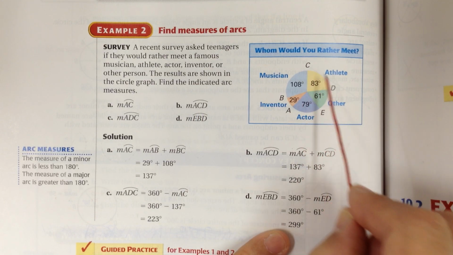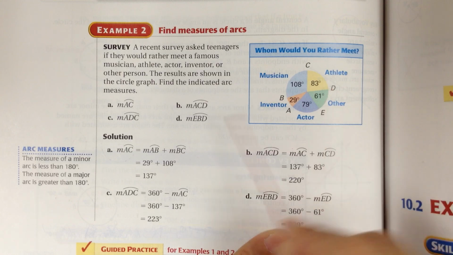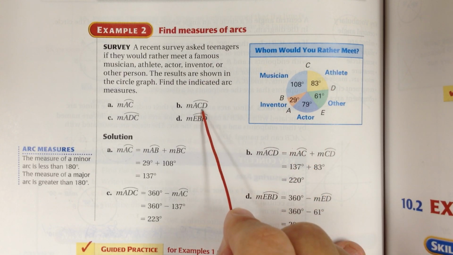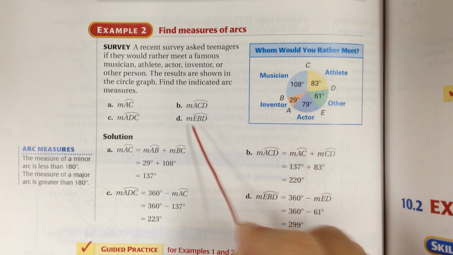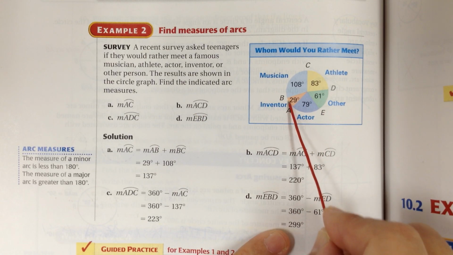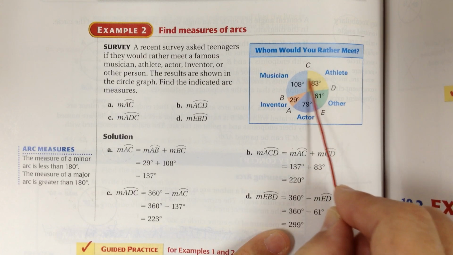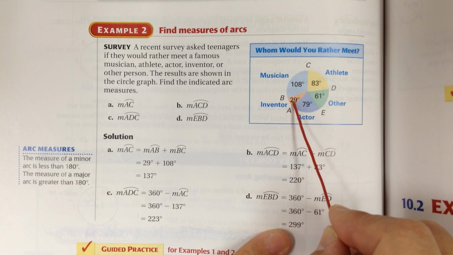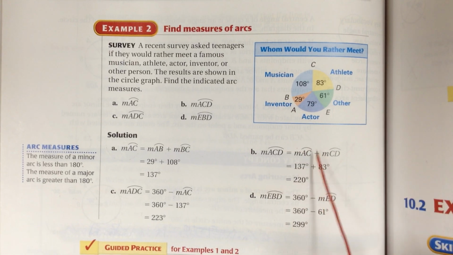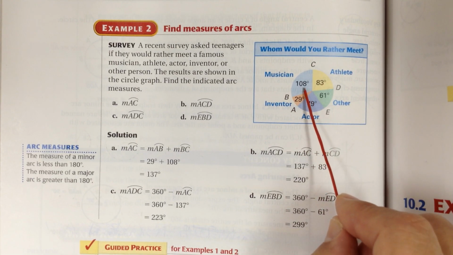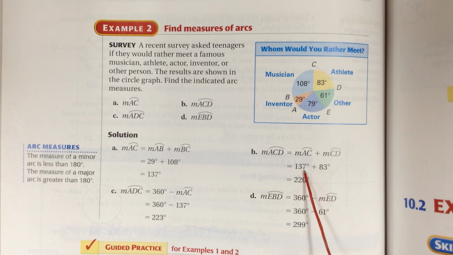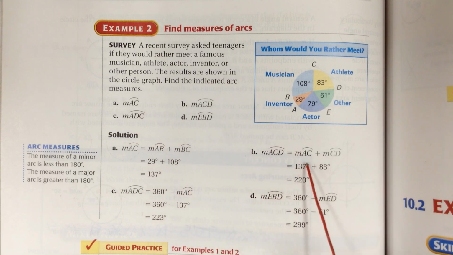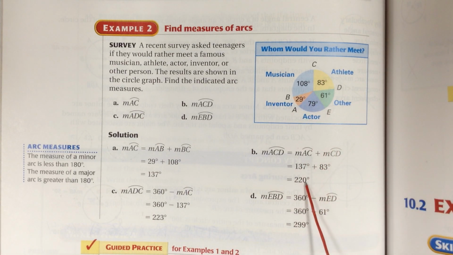Okay, measure of arc ACD. So from here to here, remember, it's measure of arc. There's a reason for putting the letters over here, so that you know what direction to go. Arc ACD means you have to go from A to C to D. So in this case, you add these three numbers together: 29 plus 108 plus 83. Or, since we did this in part A, they just use that. Anyway, you add these three together and you get 220.